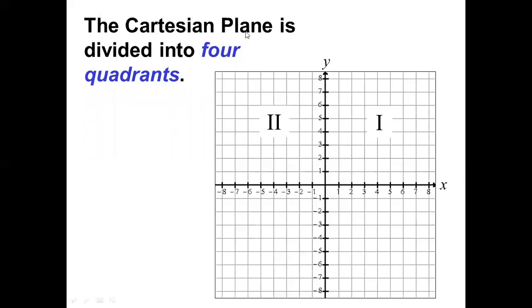So the graph is divided into 4 quadrants, which are the positive quadrant, the positive y and negative x quadrant, the negative quadrant, and the positive x and negative y quadrant.